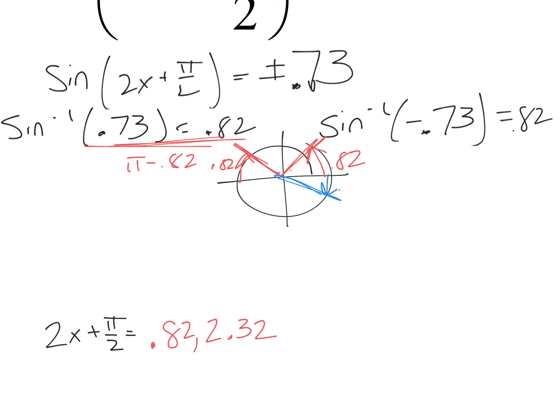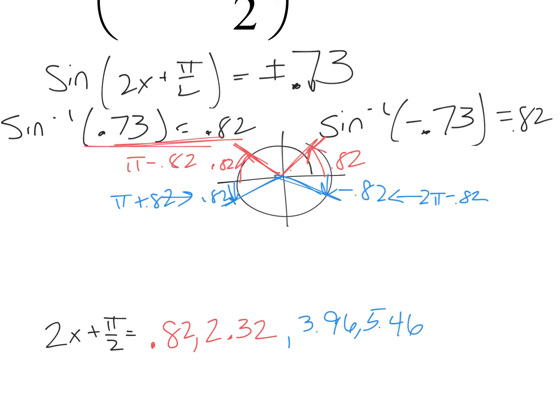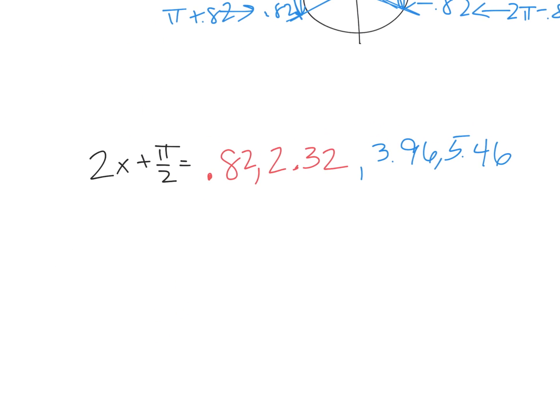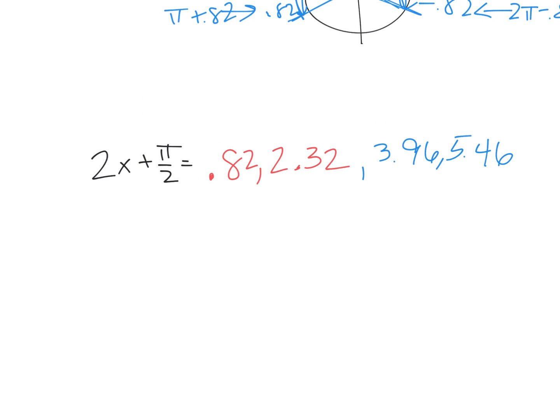Now I'm going to do the negative. Since this is back by 0.82, I need its counterpart, which is 0.82 here. If I look at the locations, this one is pi plus 0.82, whereas this one here is 2 pi minus 0.82. In terms of decimals, I would get 3.96 for the first one and 5.46 for the second one. Now, since this is a 2x value, that's all my first rotation values.